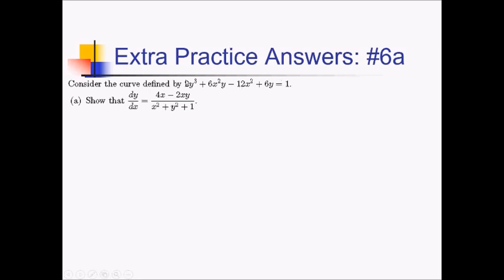So let me start on the left side. We've got 3 times 2, which is 6, y squared, times a dy over dx tail.